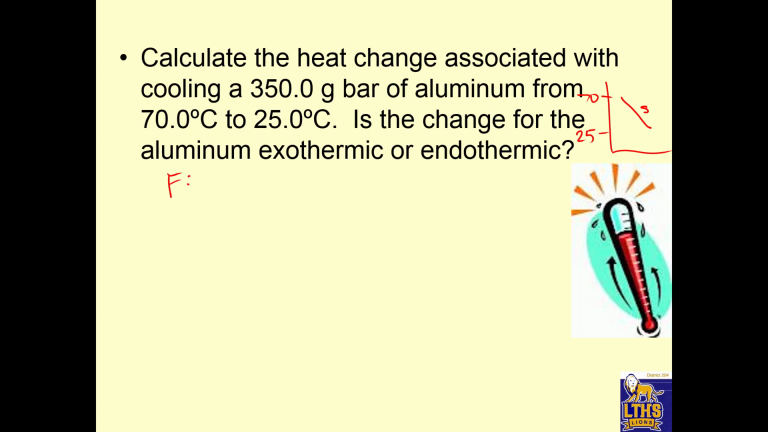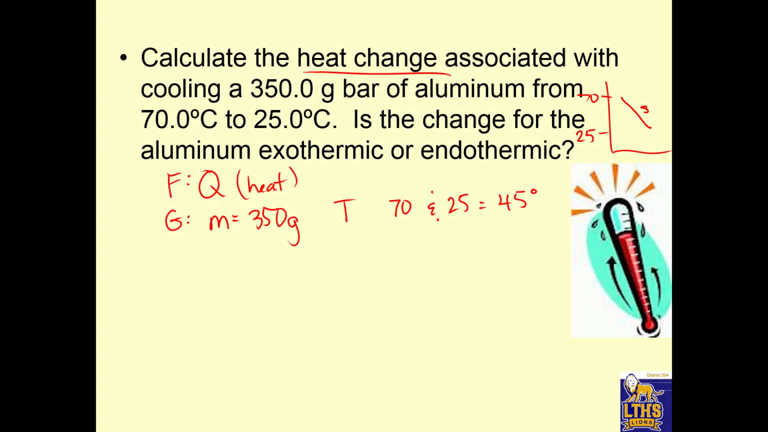So what am I trying to find? Heat change, find Q. What am I given? I'm given its mass, it's 350 grams. Its temperatures are 70 and 25. So the change is 45 degrees Celsius. Okay. And then I looked up the specific heat of aluminum and found out it is 0.92 joules per gram degree Celsius. Okay. How did I find that? Well, I looked for solid aluminum on the pink data sheet.